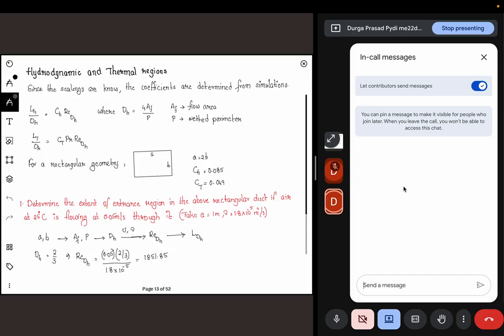This value is less than 2300. This implies that it is a laminar flow, so whatever we have been using up until now can actually be used. Then we'll substitute in the equation. The CH value is given here. If you substitute that, you're getting a length of around 60 meters. This is a straightforward problem.